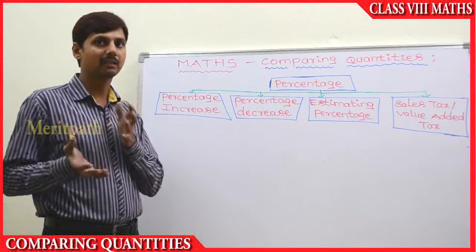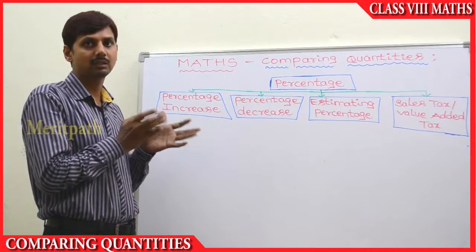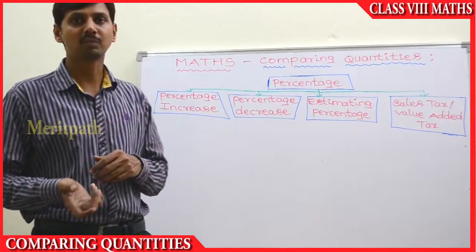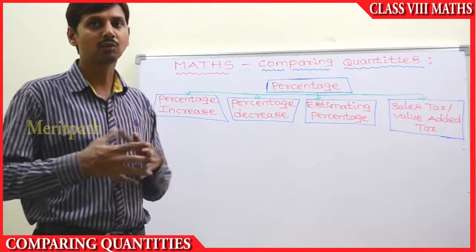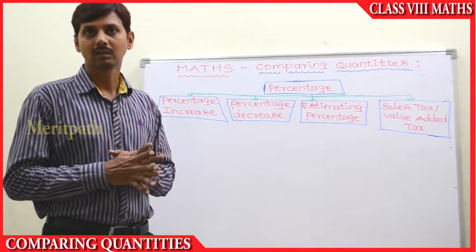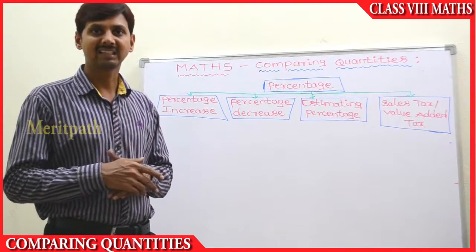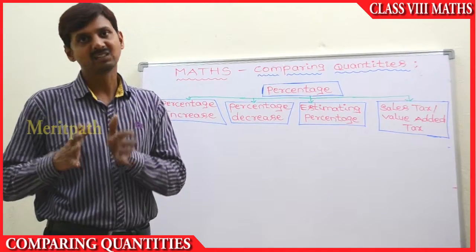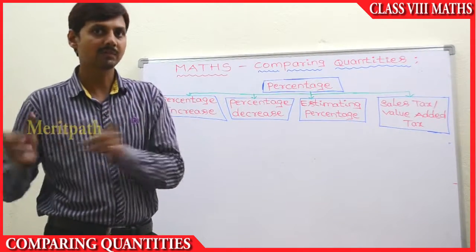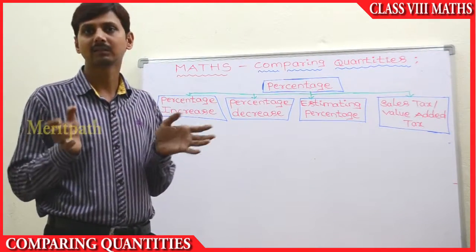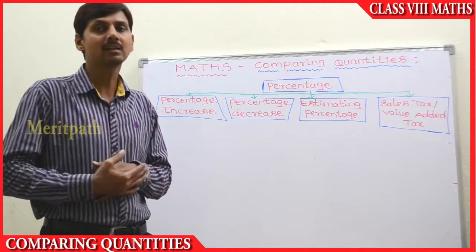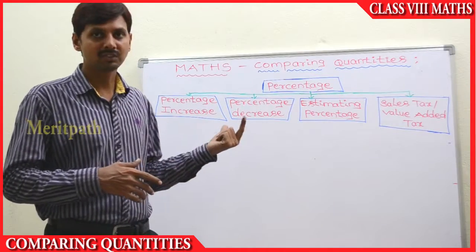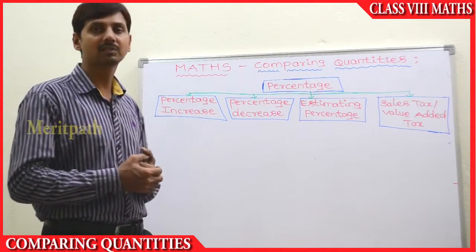After adding the particular percentage to that value. Percentage decrease means it's just the opposite of that. So the same motorbike is decreased in the next year by 10% of 50,000. How much amount do we get? That is called percentage decrease. So this is the process of percentage increase and percentage decrease, and estimating the percentage.